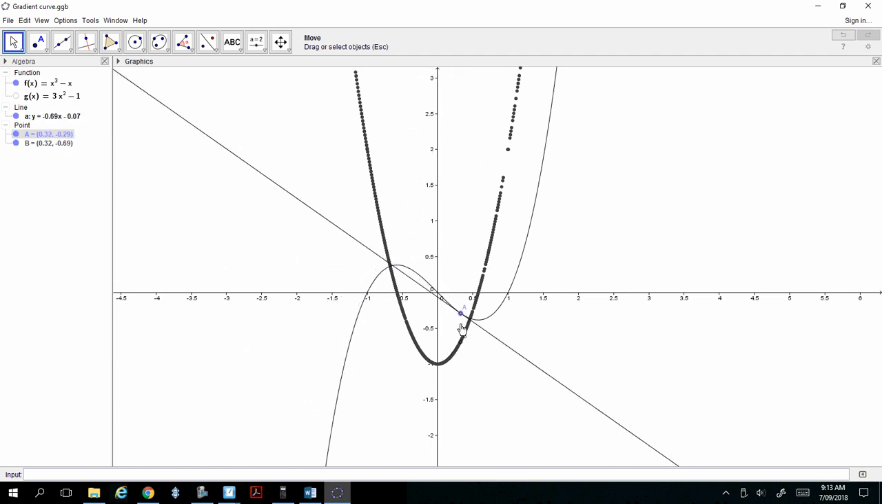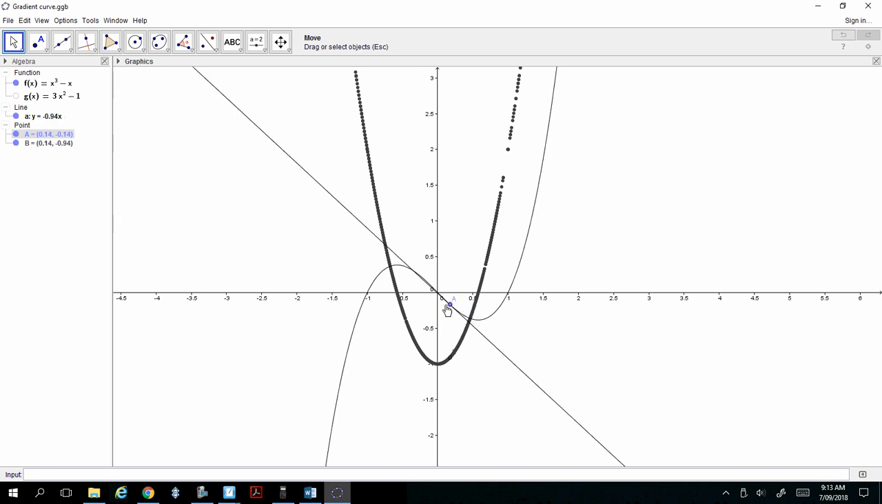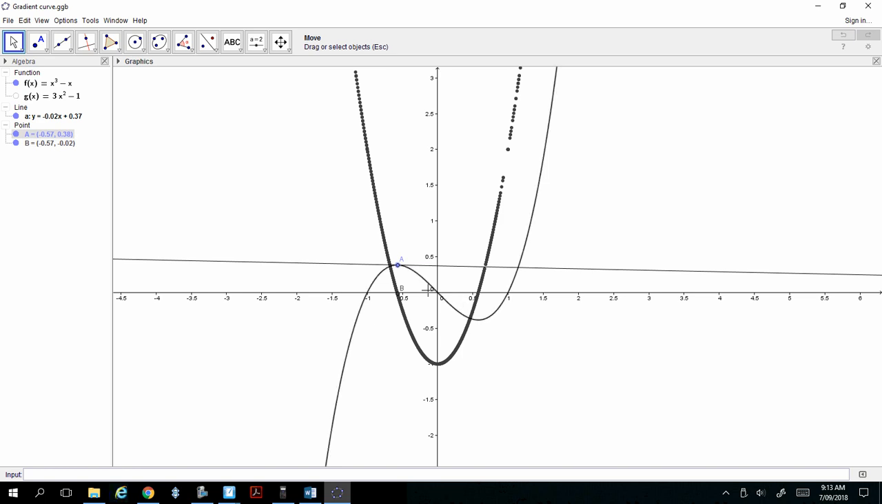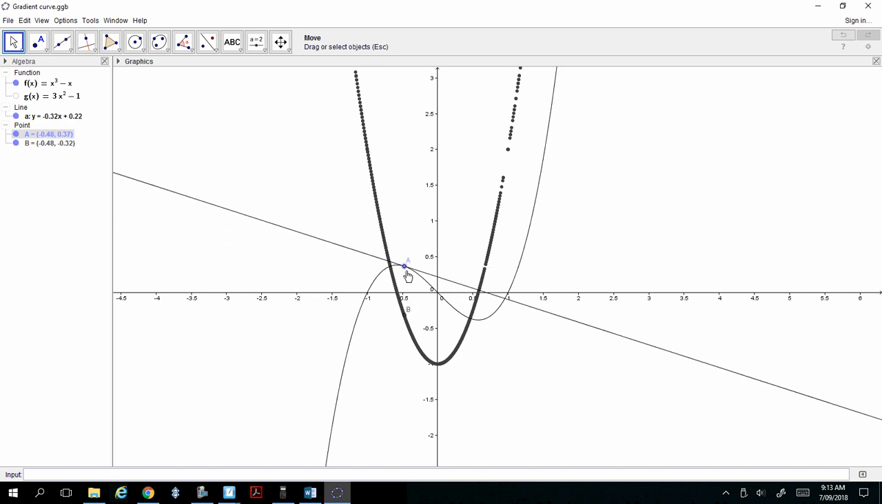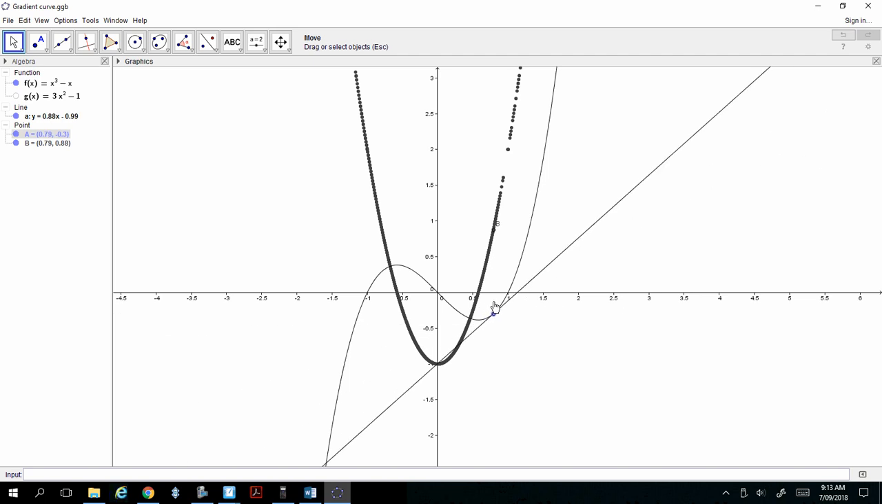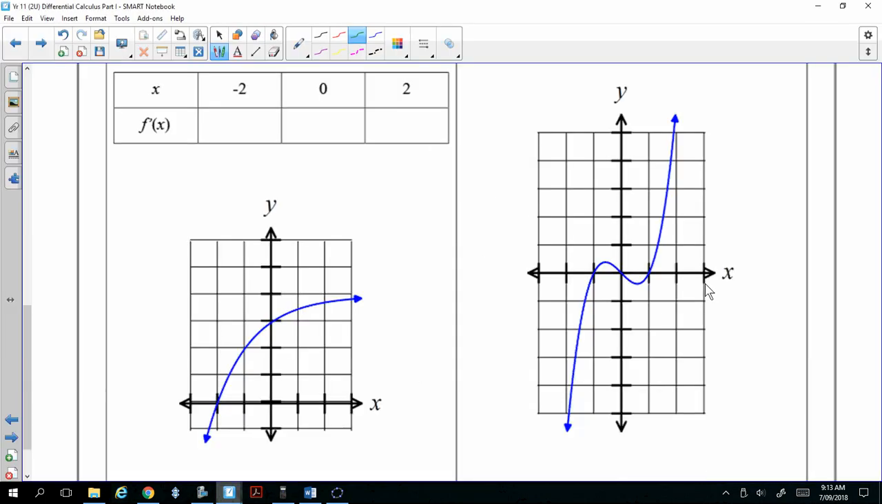So the key idea there is that at the stationary point where the gradient is 0, that's where it crosses the x-axis. Yes? And then when the gradient is negative, when the graph is decreasing, the gradient graph is below the x-axis. And then when the graph is increasing, the gradient is above the x-axis. Okay, let's try to draw it. So we'll go back to this question.